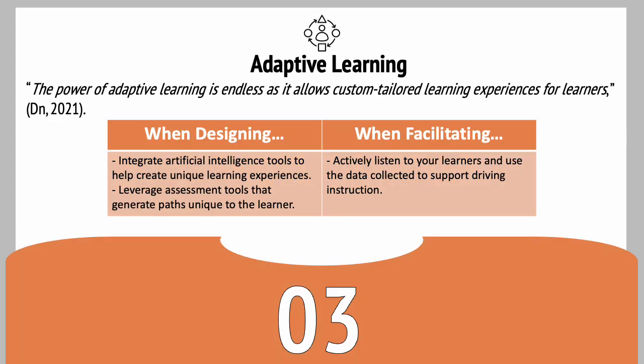The next feature that we will discuss is leveraging adaptive learning. In the realm of online learning, developers can create adaptive learning experiences by incorporating tools like artificial intelligence and assessments which can tailor the learning path to each learner. If you are facilitating a class, something that can be done to help foster adaptive learning is actively listening to what your students are expressing and utilizing data collected from assessments to drive decisions on what to teach.